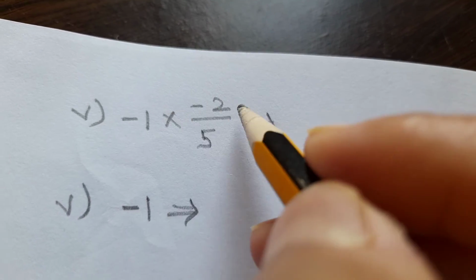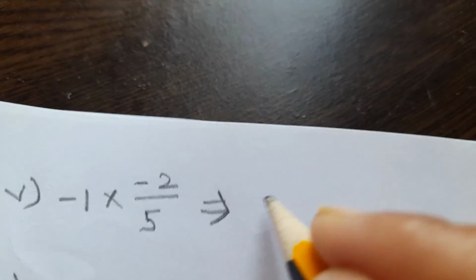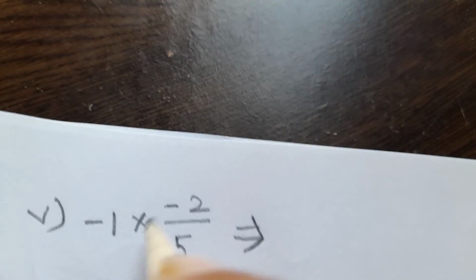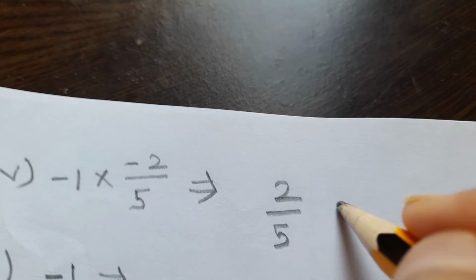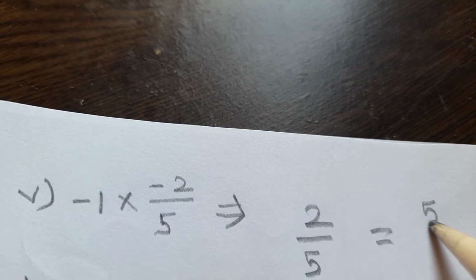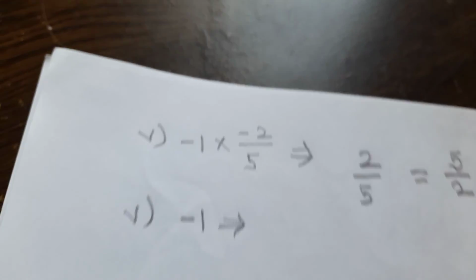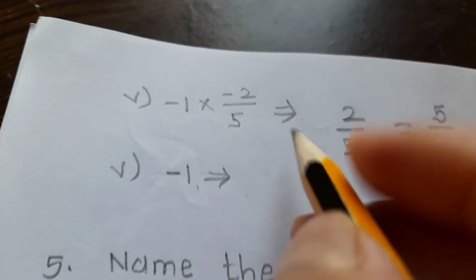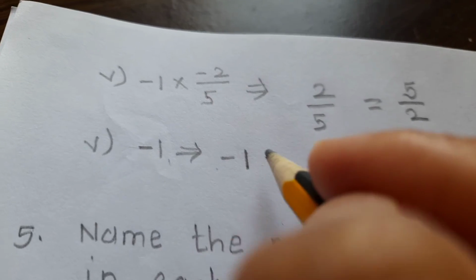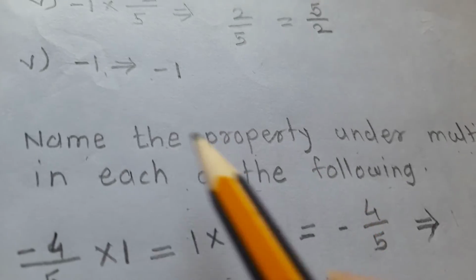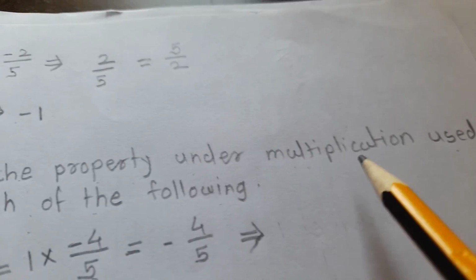Now fifth, minus 1 into minus 2 upon 5. We need to solve it first. Minus minus gives plus, 1 into 2 upon 5 as it is. The multiplicative inverse is 5 upon 2. The multiplicative inverse of minus 1 is minus 1. It is the same. Now question 5.